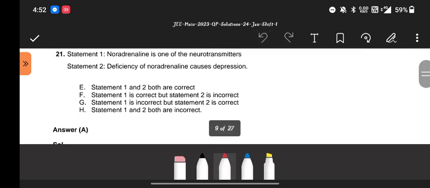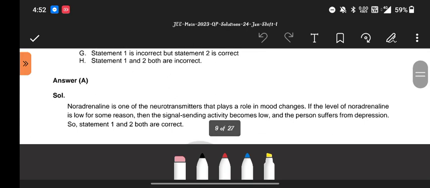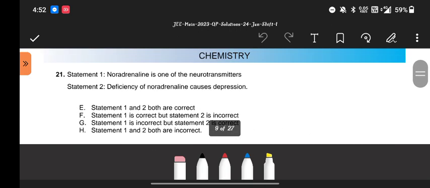Noradrenaline is one of the neurotransmitters that plays a role in mood changes. If the level of noradrenaline is low for some reason, then the signal sending activity becomes low and the person suffers from depression. So both statement 1 and statement 2 are correct.